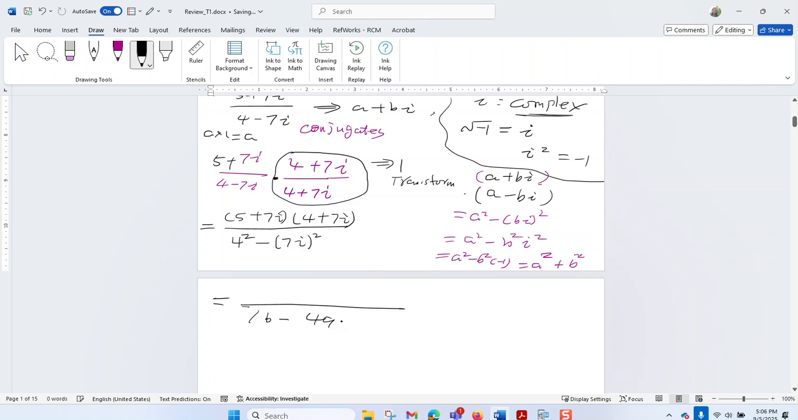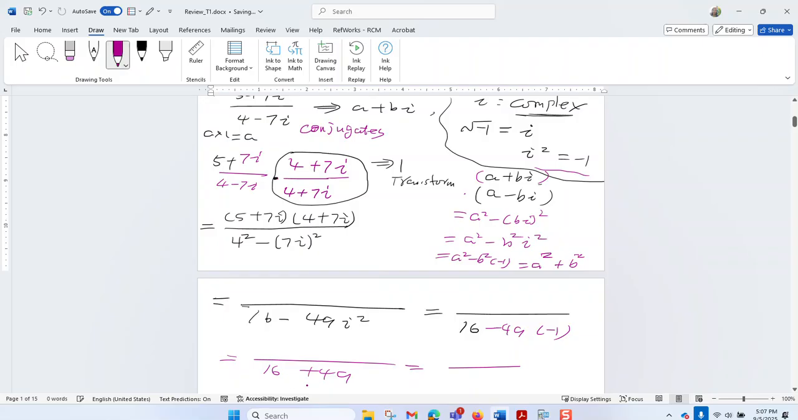If I do the denominator first, i squared, remember we said earlier, you do have to remember i squared equals -1. So this will be minus 49 times -1, and 49 times -1 will be plus 49. And look at it, plus 16, that's 65. My denominator will be just 65, okay?